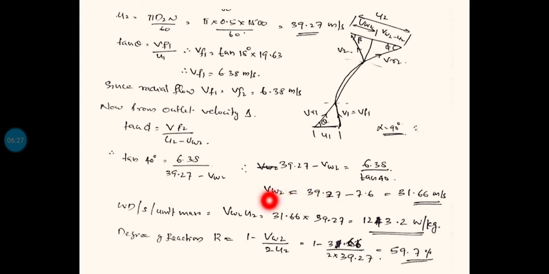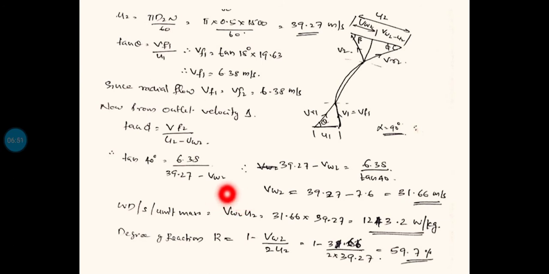Now we want to find out the work done per second per unit kilogram or unit mass. Work done per kilogram we want to identify. The Euler equation to calculate the work done per kilogram is Vw2 u2. Why use this equation? We are identifying all the quantities from the velocity triangles and nothing is specifically mentioned. So we will go for this equation: work done per kilogram equals Vw2 u2.